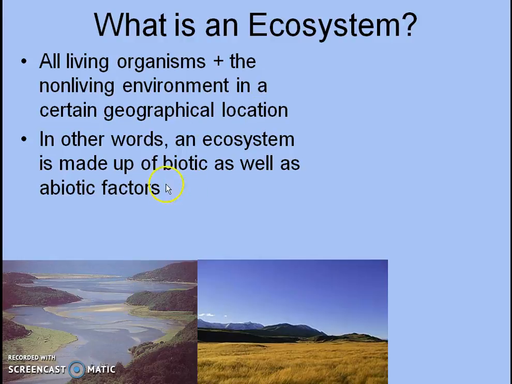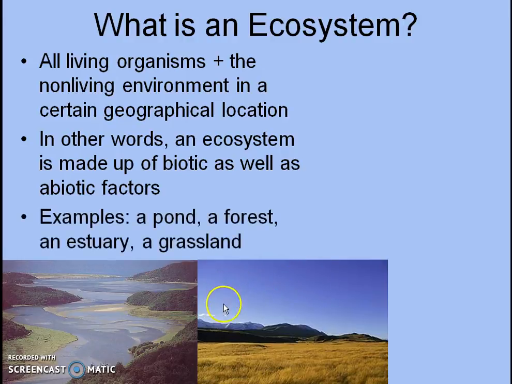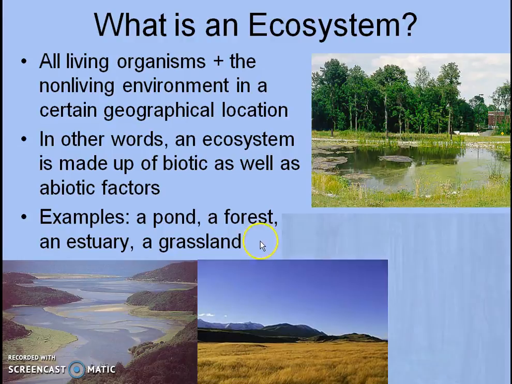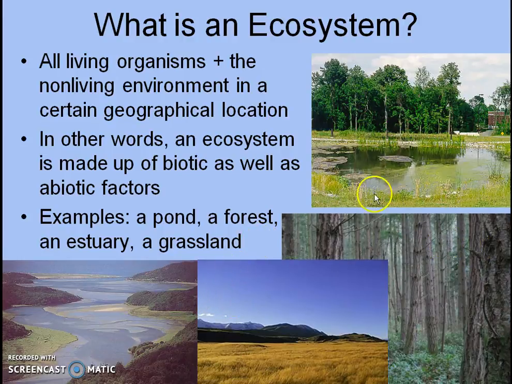In other words, an ecosystem is made up of biotic as well as abiotic factors. This is the aquatic environment, and this is the terrestrial environment. Examples of ecosystems are the pond, forest, estuary, and grassland. These are the major examples of the ecosystem.